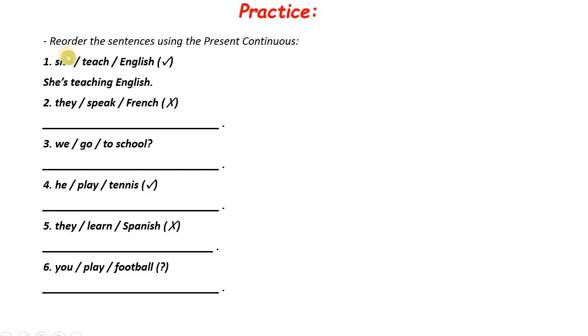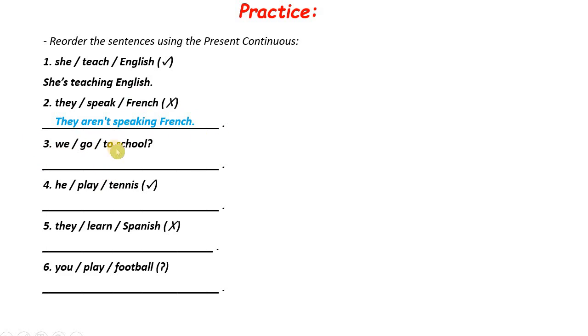Number 1, we have she teach English, and affirmative. The answer is she is teaching English. The second sentence, they, we have speak, the verb speak, French. We have the negative, so we will start with the subject. So they, the auxiliary, and as we have negative, we need to put the auxiliary to be in the negative form, plus the verb with the ing form, and French, the object.